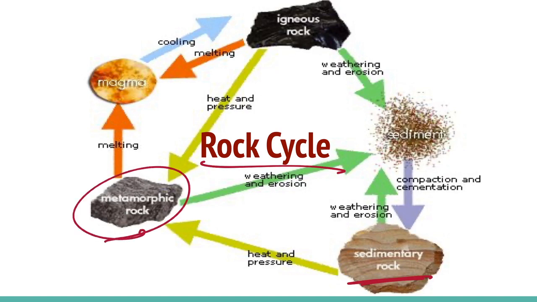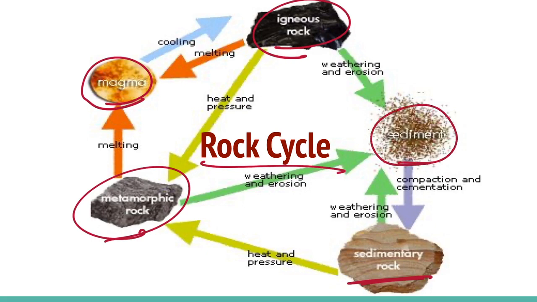The metamorphic rocks, which are still under great heat and pressure, melt down to form magma. This molten magma again can cool down and solidify into igneous rocks. And these igneous rocks, due to weathering and erosion, form into sediments. And these sediments, again with cementation and compaction, become a sedimentary rock.